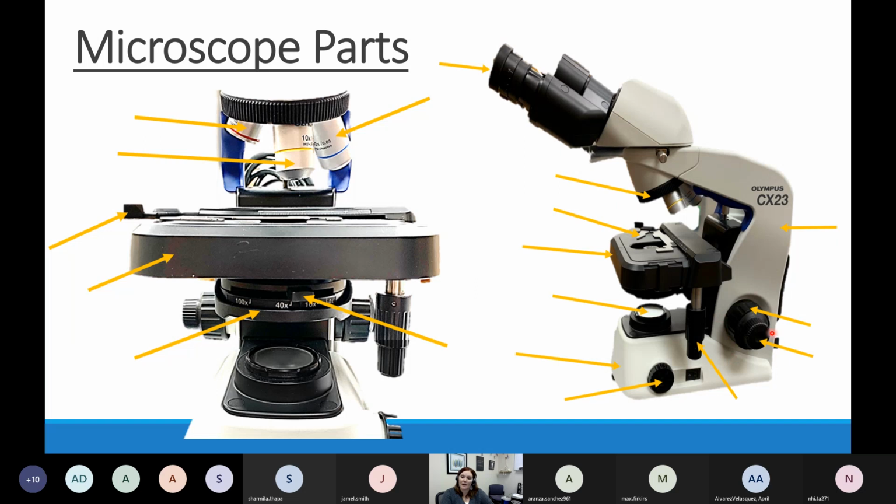So first, I'm going to use my coarse adjustment knob. That's the big one that's really close to the arm, the coarse adjustment knob. I'm going to use the coarse adjustment knob to get it almost all the way in focus. Then I'm going to switch to my fine adjustment knob to get it 100% clear.